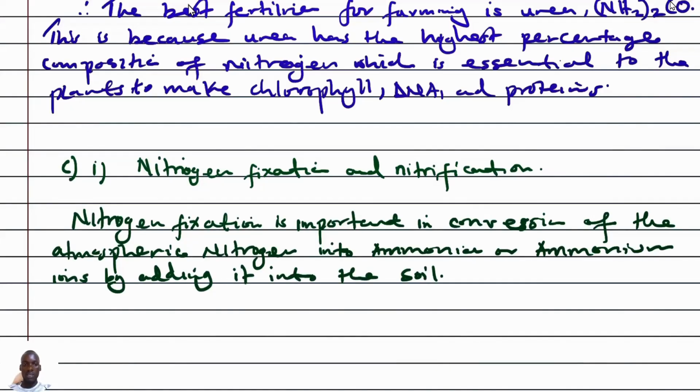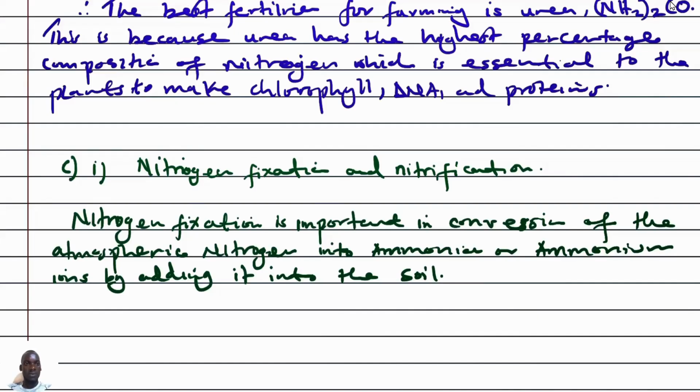So remember, this nitrogen fixation is facilitated by processes like lightning and also by some bacteria, for example, Rhizobium bacteria, which is found commonly in leguminous plants, specifically in the root nodules. So these bacteria aid in addition of nitrogen into the soil in the form of ammonia by absorbing it from the atmosphere.